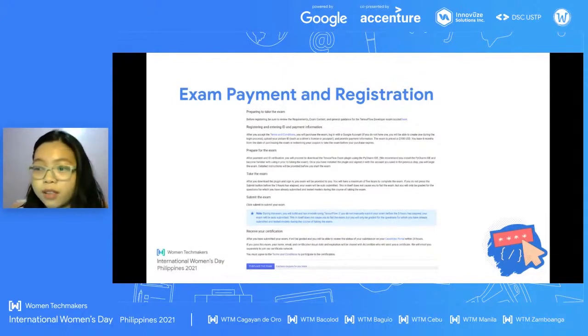Here you can pay for it. In my case, I used debit cards, but the first debit card that I used wasn't really accepted. So I used some other digital debit card, and they accepted it.